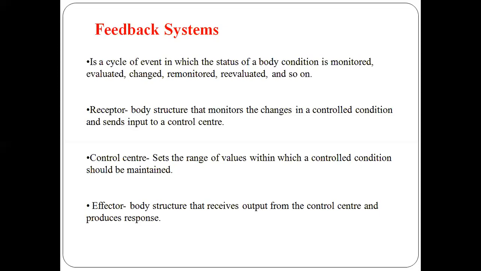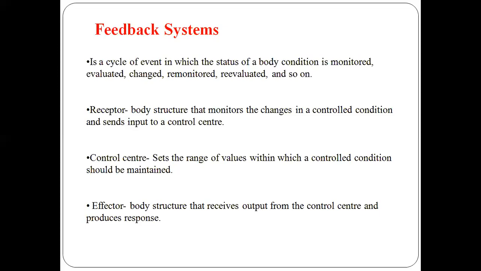Now, in our skin temperature, for example, the brain acts as a control center, receiving nerve impulses from the skin receptors and generating nerve impulses as output. Now, the next one is the effector. An effector is a body structure that receives output from the control center and produces a response or effect that changes the controlled condition.